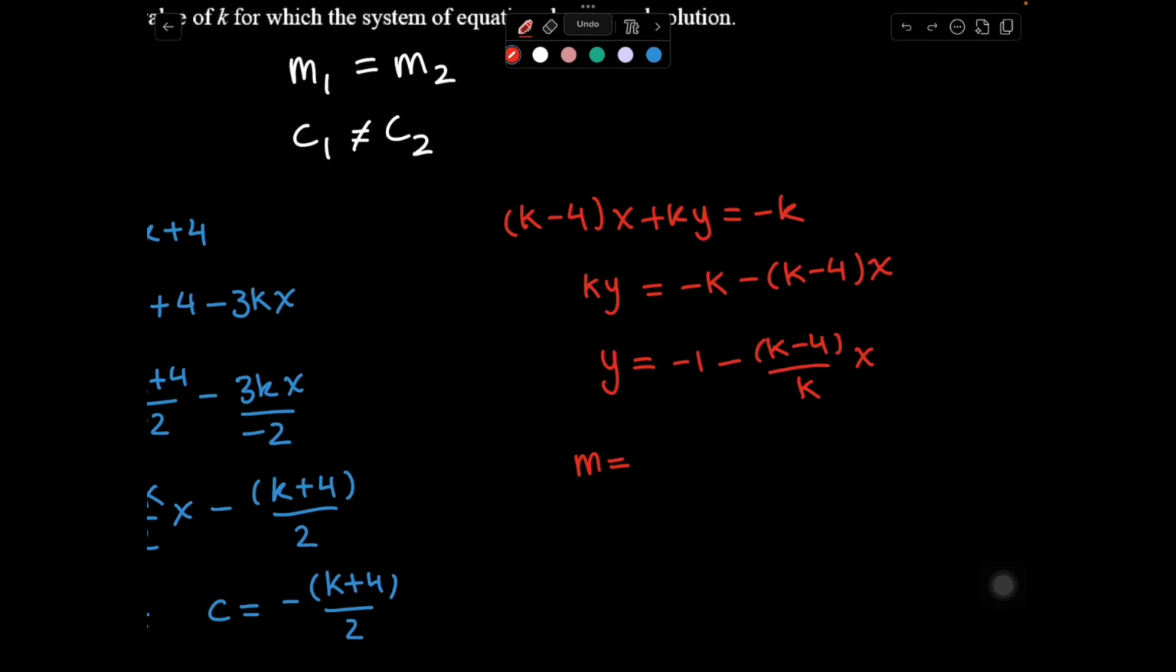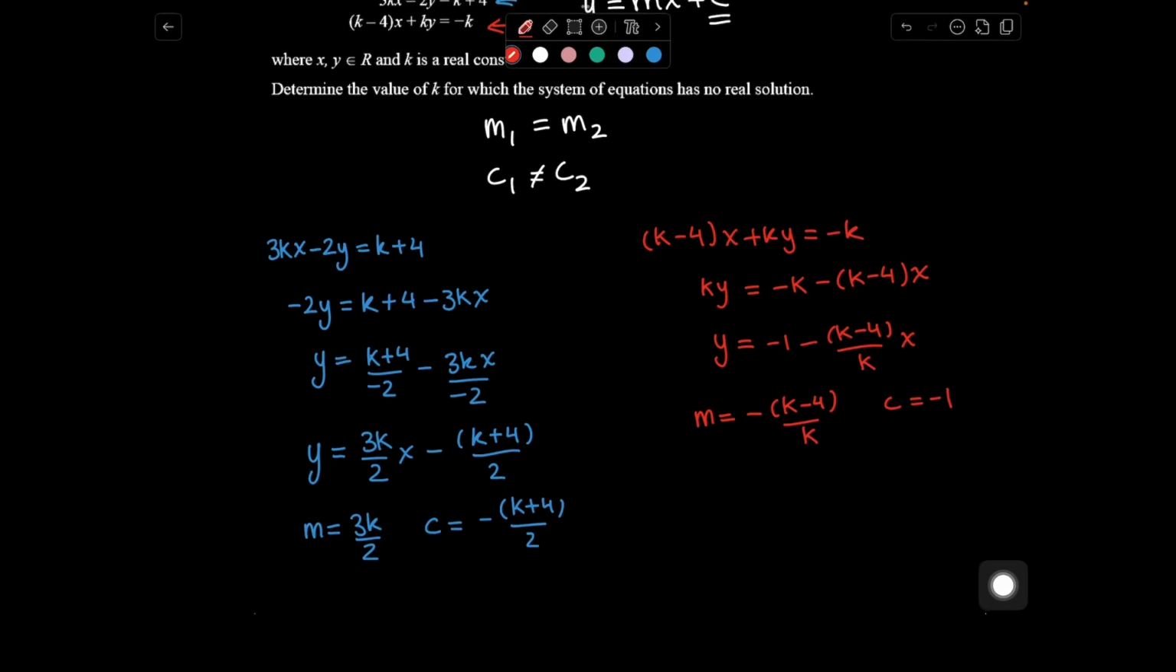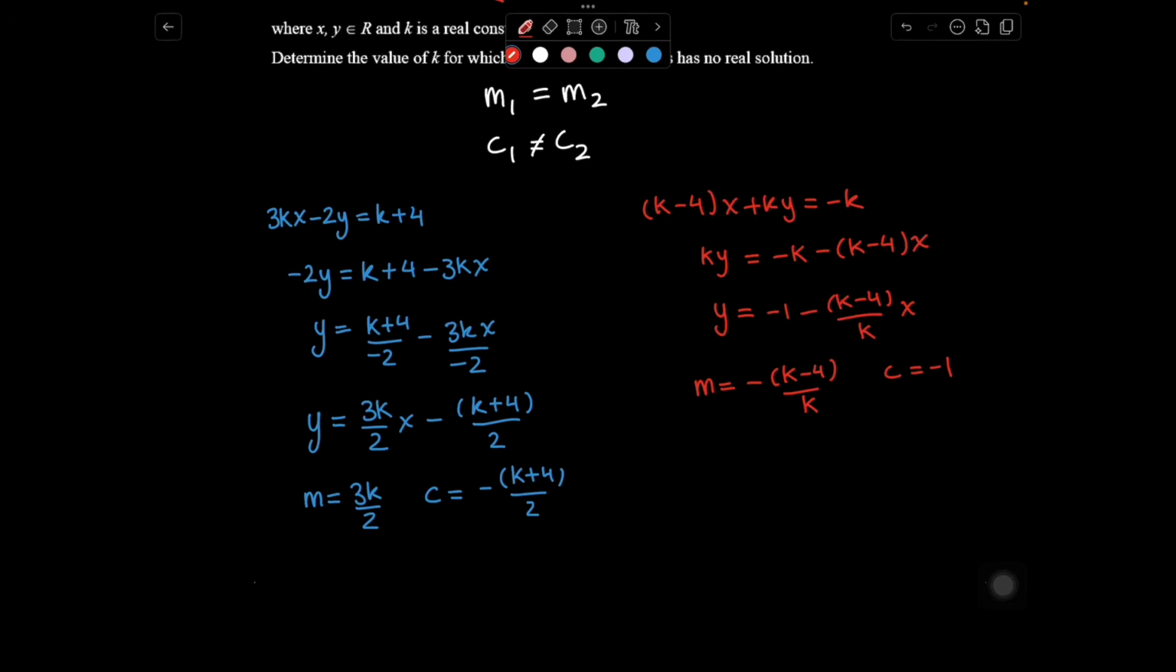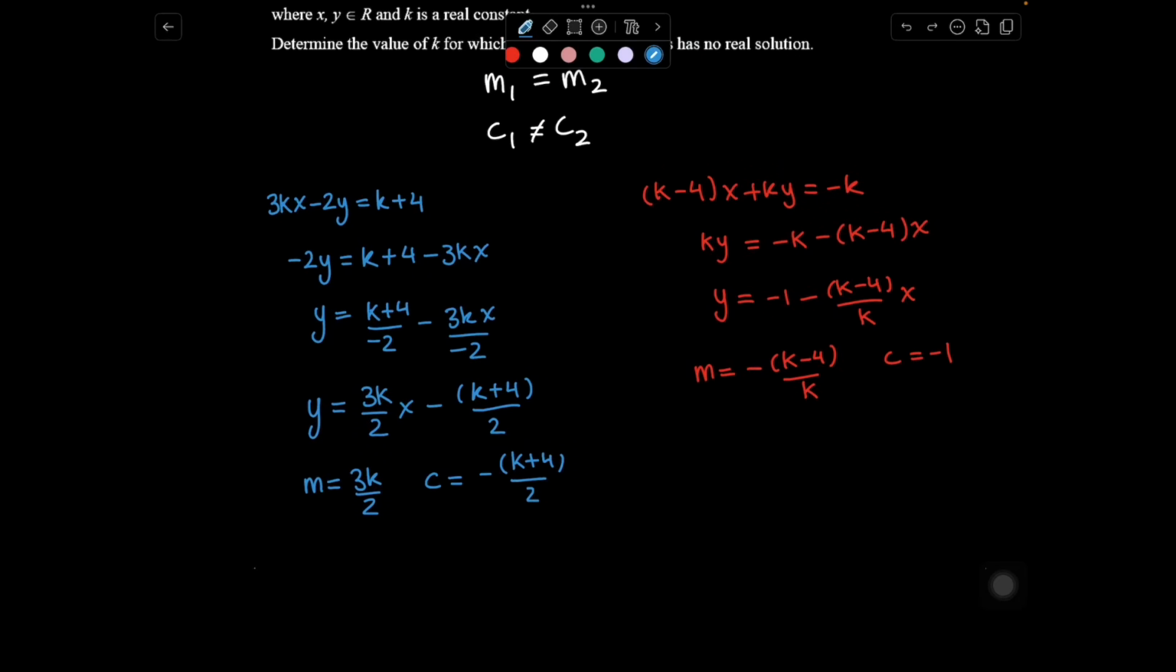So if I write that down here, and then our y-intercept is that part there. Okay, now for no solutions, remember that our gradients have to be the same and our y-intercepts have to be different. So let's form an equation for our gradients. So we can say that the gradient of the first one is equal to the gradient of the other one.